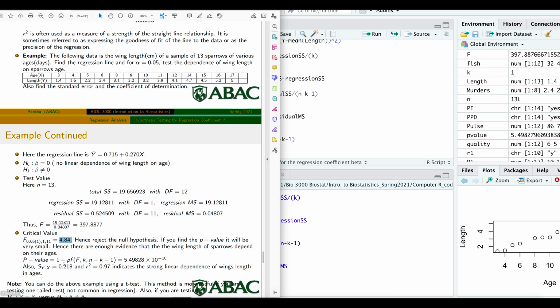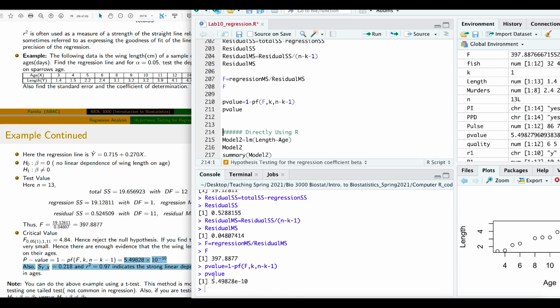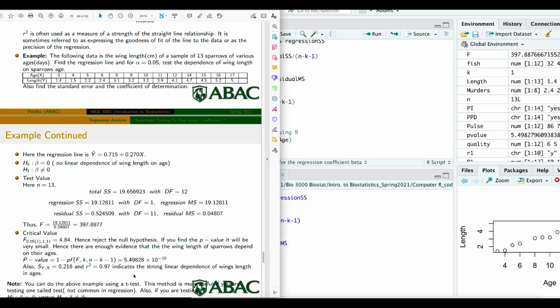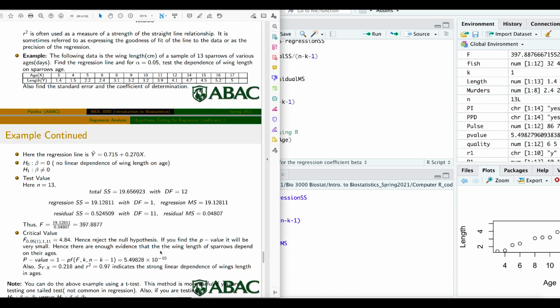So if you find out the p-value, you get 1 minus pf, because we are finding the area right of the F test statistic. 1 minus pf, where f is that value, and then K equals 1, right? And then n minus K minus 1 is 11, right? If you do that, you will get that. Okay, I have done it here. That is the p-value, and we got 5.4982 times 10 to the negative 10. You see that? Here it is 10 to the negative 10.